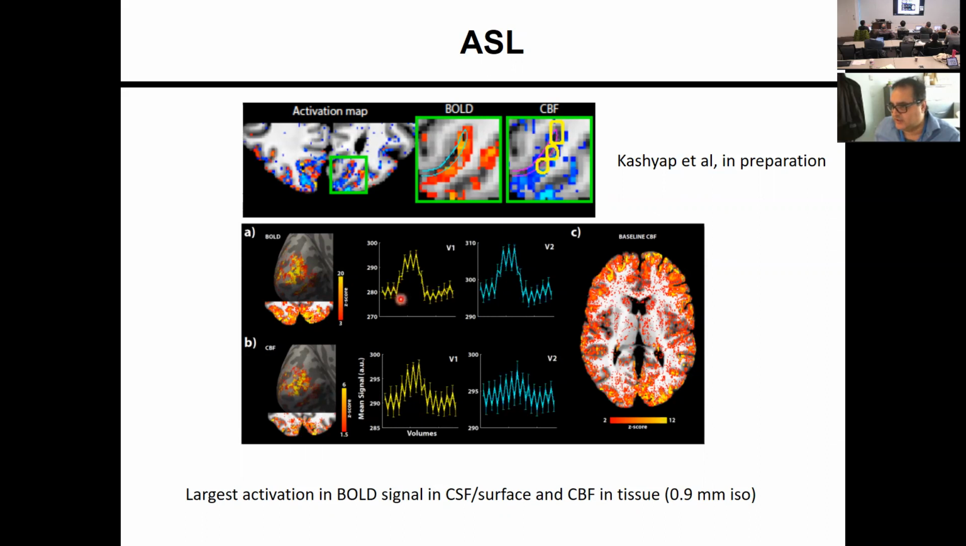Here you see the activations based on BOLD data. You see the zigzag based on labeling, and based on selection of CBF, you see the zigzag. However, this BOLD activation is quite small. So we have now done laminar imaging with blood flow and BOLD signal based on ASL.